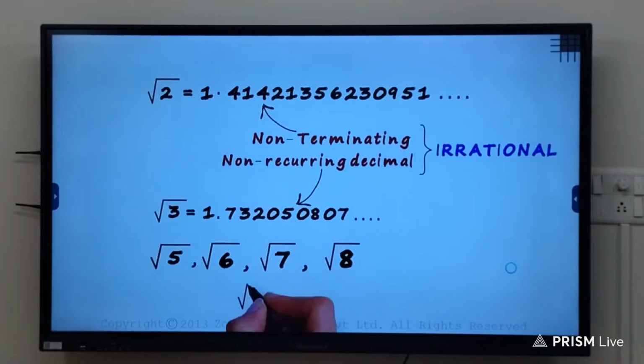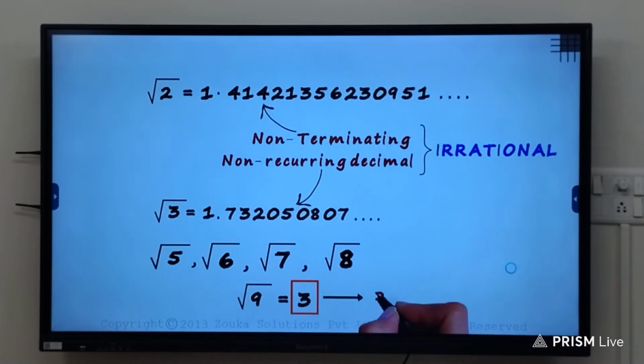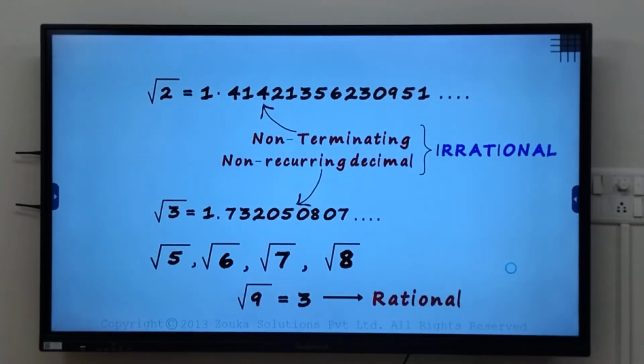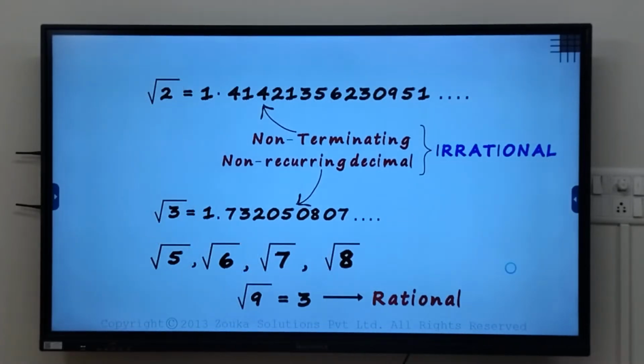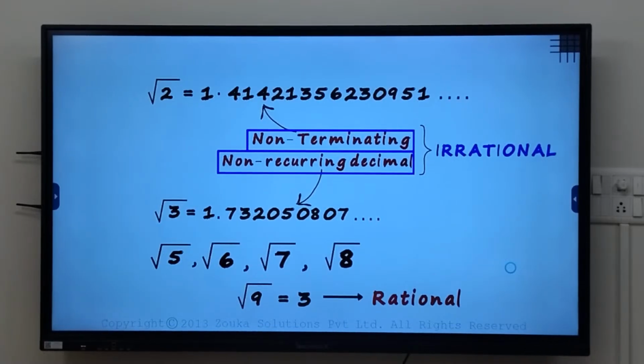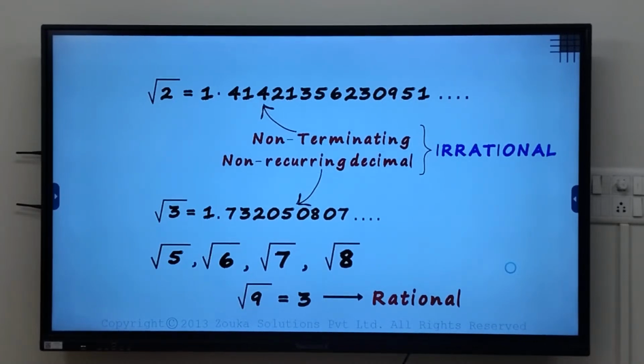But wait, root 9 equals 3. This is a rational number. Yes, root 9 is not an irrational number. In fact, square root of any perfect square will be a rational number. But the square root of any number which is not a perfect square will always result in an irrational number. Here's the interesting part. If you know these 2 points well, you can even form an irrational number by yourself. Let's see how. We have to form a number which does not end and does not repeat any pattern.